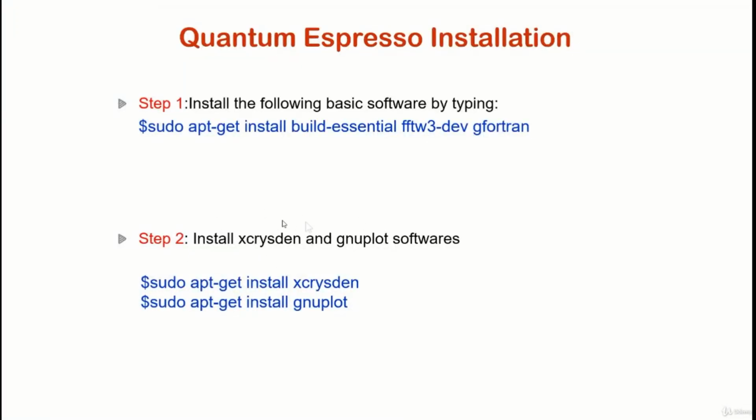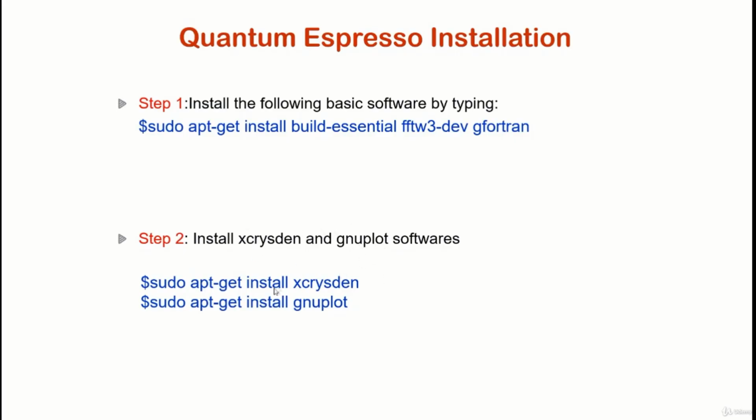In the second step, we should install XCrySDen and gnuplot software. We can use these commands to do this. By using XCrySDen, we can see the crystal lattice, lattice vectors, reciprocal vectors, etc. And gnuplot is software that allows us to plot curves. To plot quantities, for example, density of states or band structure, we can use it.